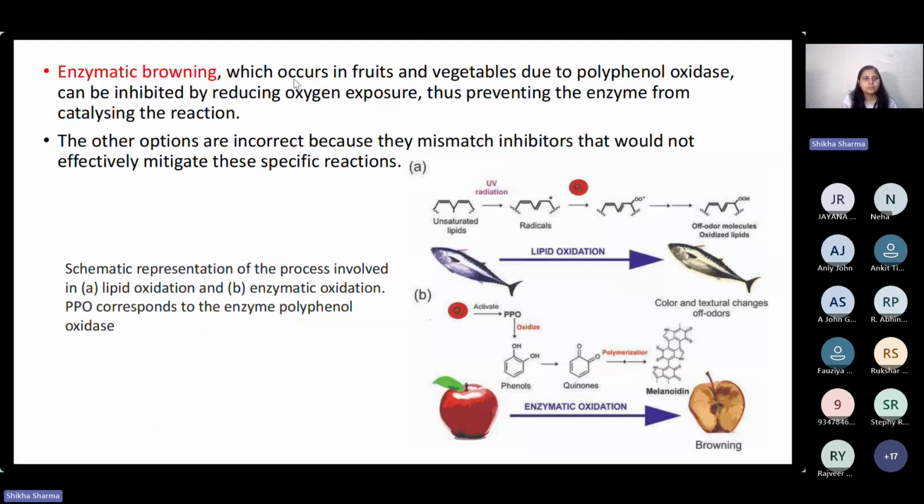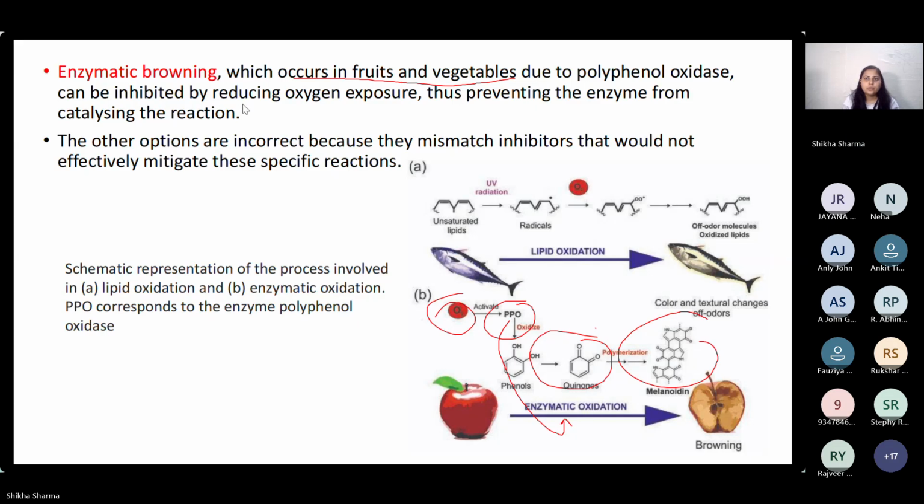Next is the enzymatic browning, which occurs in fruits and vegetables, because in fruits and vegetables we have an enzyme like PPO, polyphenol oxidase. This will carry out the reaction and convert the phenolic groups into quinones, and finally melanoids or melanins will be produced, which are brown in color. So this is the enzymatic kind of oxidation, because this enzyme PPO carries out the reaction.